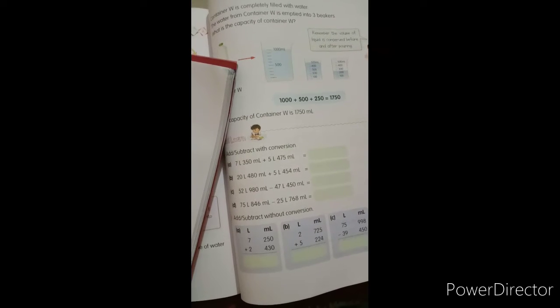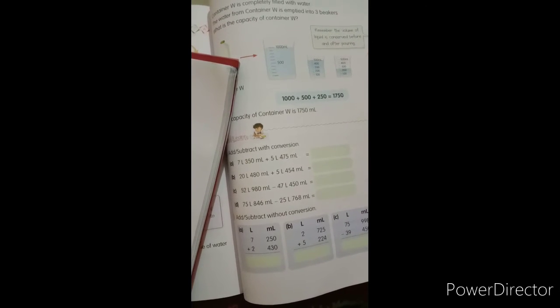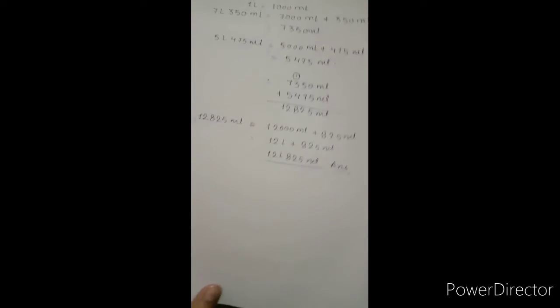The next is also a question of addition, so you can solve it by yourself. We discuss the third question. The third part is of subtraction. We have to subtract 47 liters 450 milliliters from 52 liters and 980 milliliters. So let's see the question.